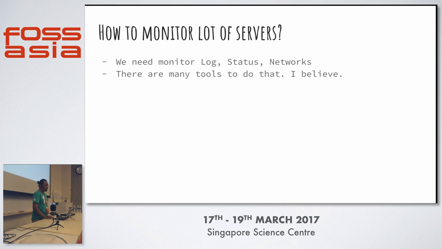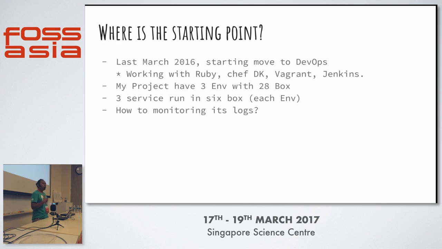How to monitor a lot of servers? Basically, we need to monitor a lot, from application status to physical servers and how the network is working, and there are many tools for it, I believe. So, when I started using ELK, basically last year I started moving to DevOps, working with Ruby, Chef, Padrino, and Jenkins.